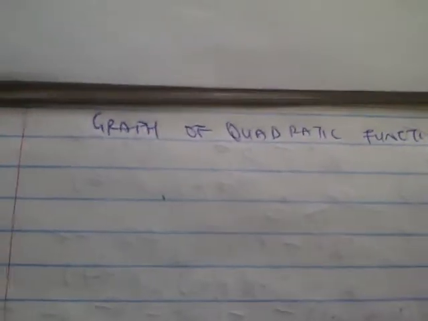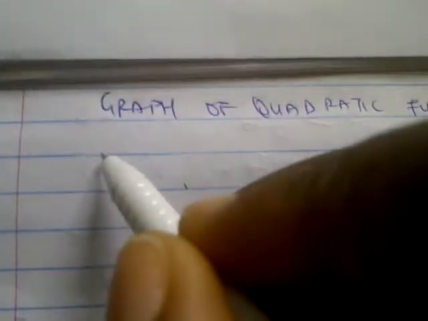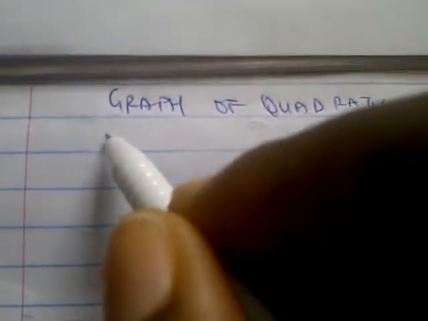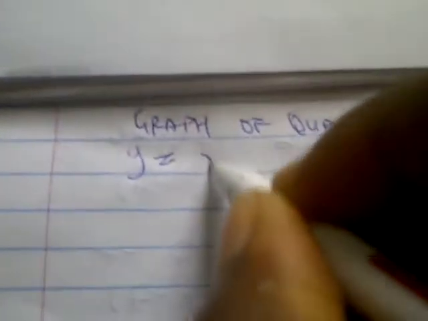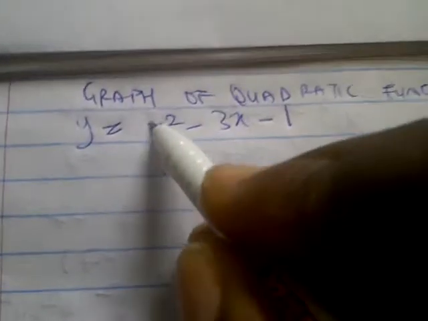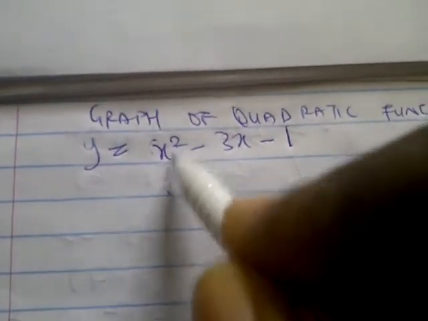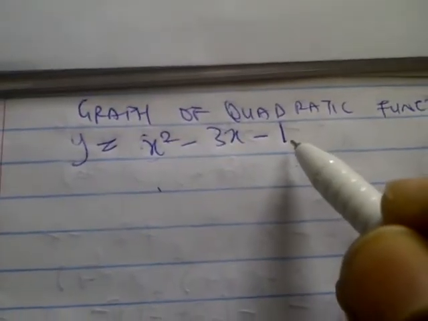Okay, now what do you need to know about graphs of quadratic function? Once you look at the x degree, that's the degree that x is raised to. For example, in this question you have y equal to x squared minus 3x minus 1. You see that this x is raised to the power 2. Just know that it's a quadratic graph that you're asked to draw.